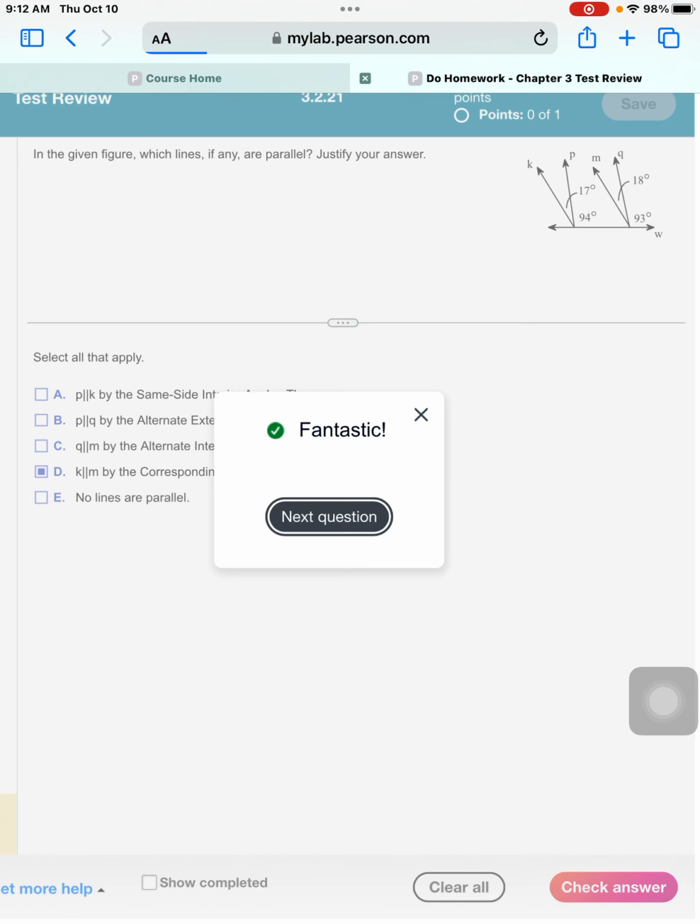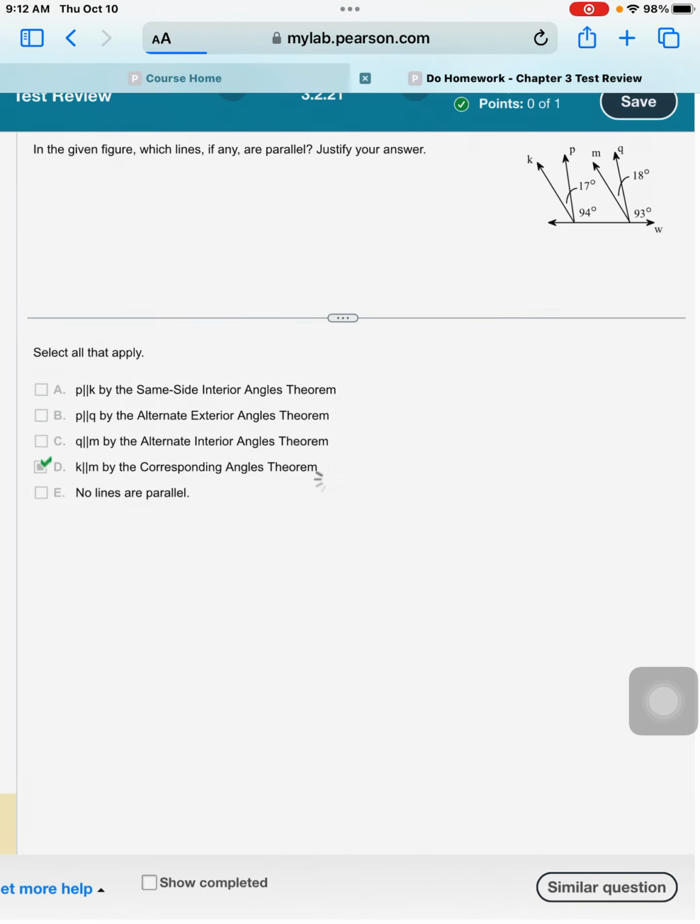Perfect. I would suggest when you guys do problems like this, please draw a little sketch because it is going to help you guys a lot.